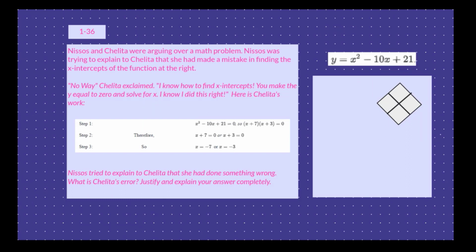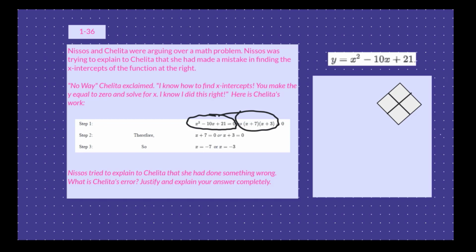Okay, so in this particular problem on 1-36, there are two students arguing over whether or not the math problem has been done correctly. Chalita is confident that she has done it correctly, and she has for most of the part of what she's thinking. Her logic is correct, but her factoring is not correct. And Nisos realizes that. So the getting from here to here is inaccurate.